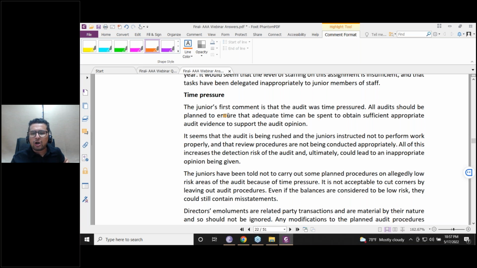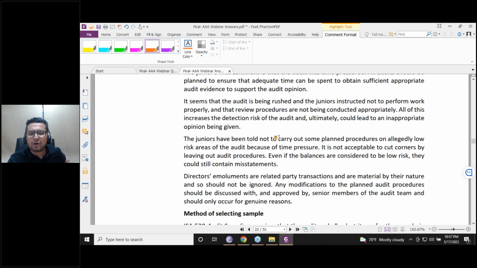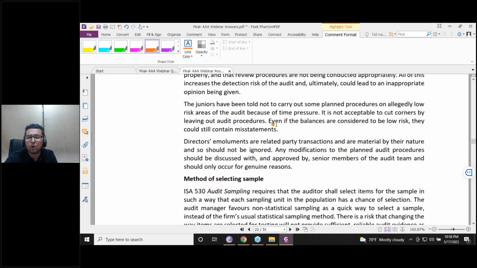Split them up. All audits should be planned to ensure that adequate time can be spent to obtain sufficient and appropriate audit evidence to support the audit opinion. It seems that audit is being rushed and the juniors instructed not to perform work properly, and that review procedures are not being conducted appropriately. All of this increases the detection risk. As an auditor, we won't be able to detect the material misstatements in the financial statements. The juniors were told not to carry out the procedures according to the plan. This is not in line. This increases the audit risk. It is not acceptable to cut the corners.